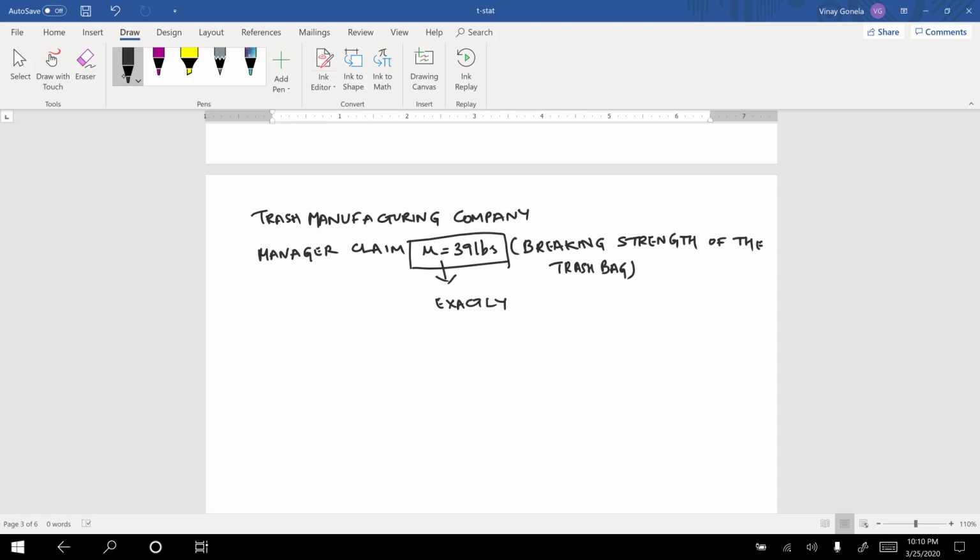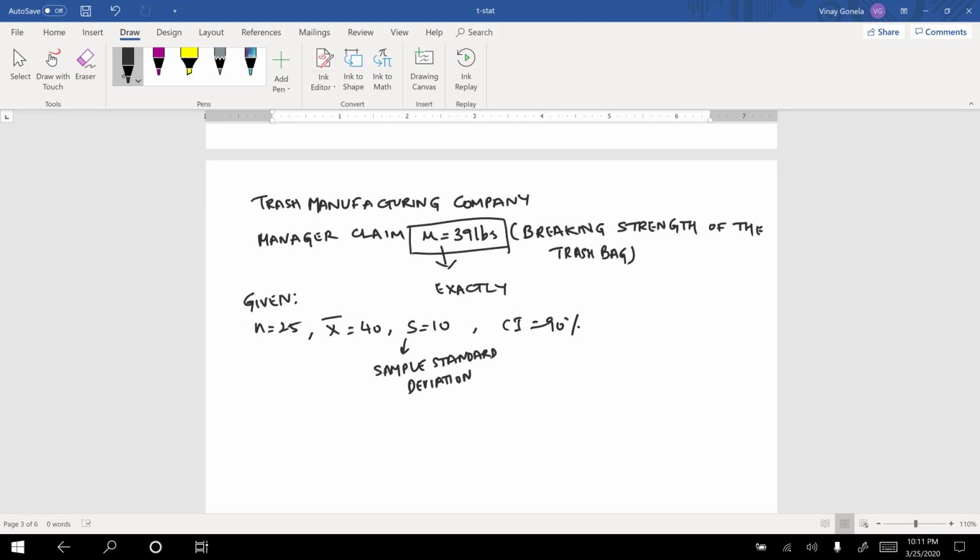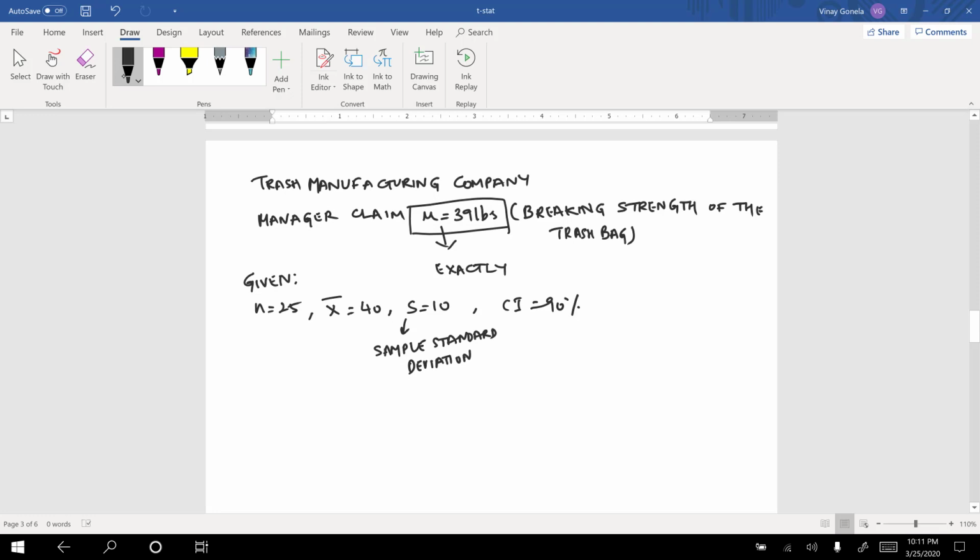So you are trying to verify, so you take a sample. You are taking a sample of, suppose, 25. Again, these are all given, and then x bar is 40. Your sample standard deviation is 10. And the confidence interval is given as 90%. So they are asking you to determine the 90% confidence interval. That means, what is the range among which 90% of your trash bags will weigh? So they won't break until between those lower and upper limits.